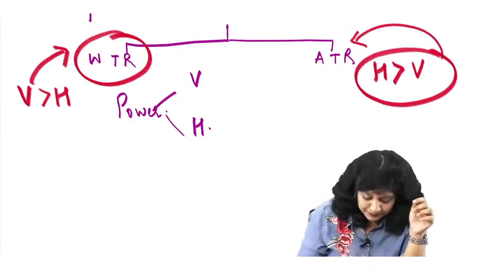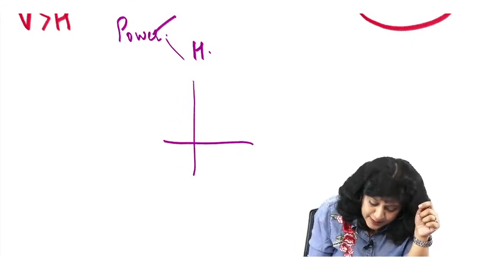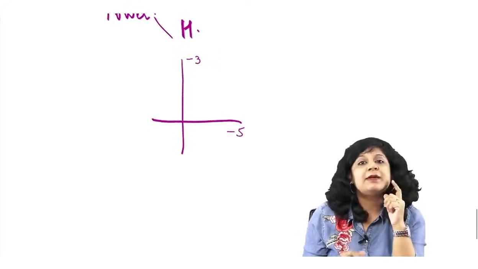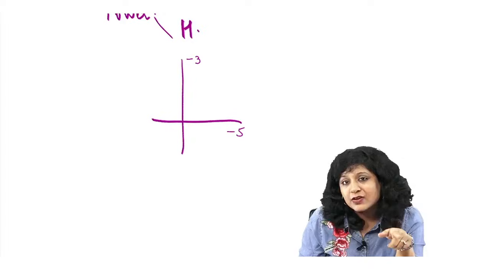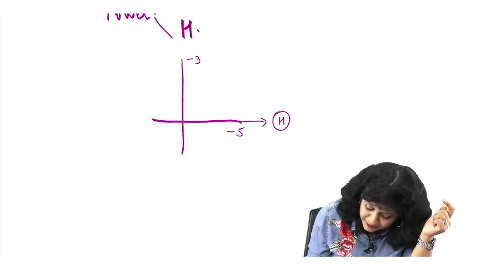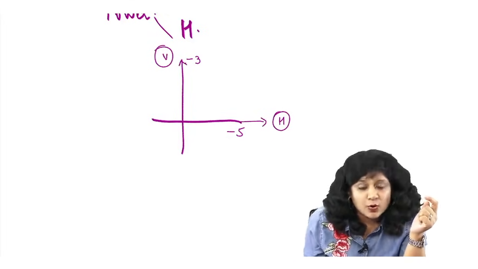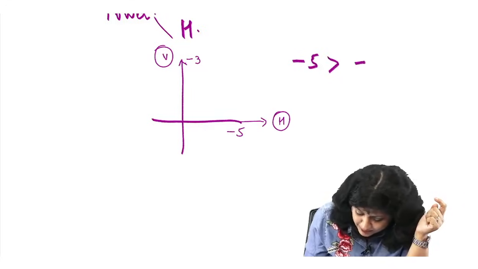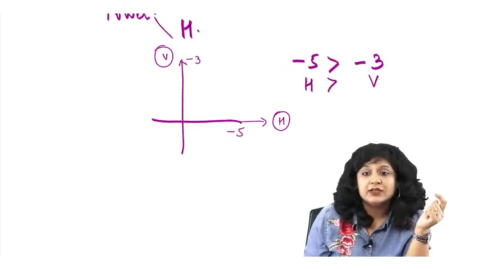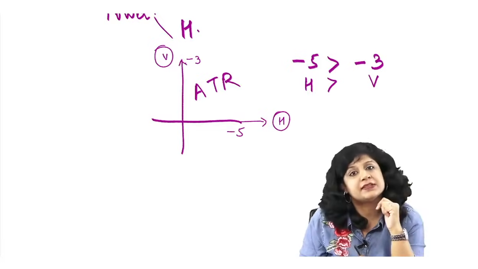For example, if a patient comes to you having -3 here and -5 here, how will I make out whether it is with the rule or against the rule? So try to see, this is your horizontal meridian and this is your vertical meridian. Now which power is more? -5 is obviously more than -3. So horizontal is more than vertical. So I will say that this is against the rule astigmatism, right?